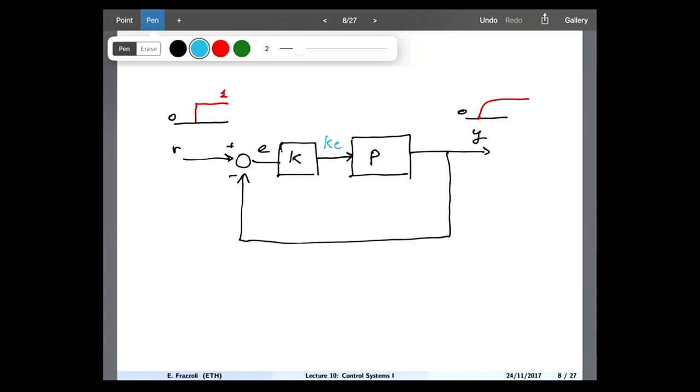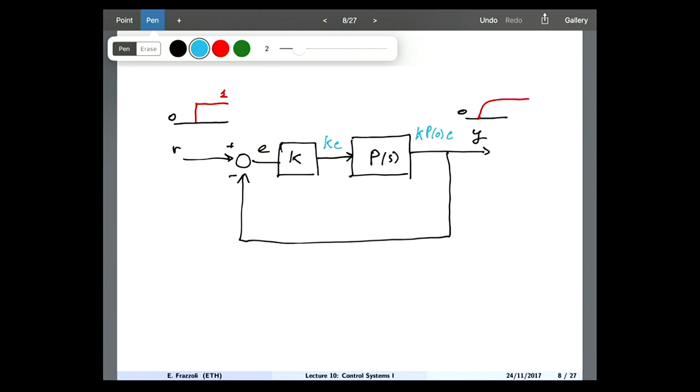P, remember that P is a transfer function, so it's a function of S. But in this case, how much is S? KE times, so you were on the right track. So we have P, and now we are choosing a particular value of S. Because we are choosing constant inputs, and constant inputs correspond to a frequency of 0, then this will be K P of 0 times E.